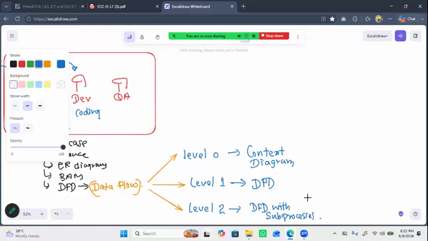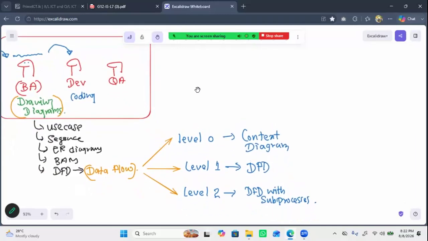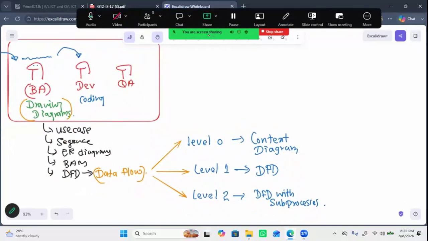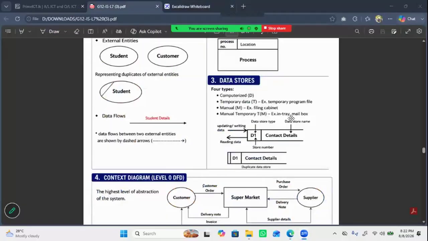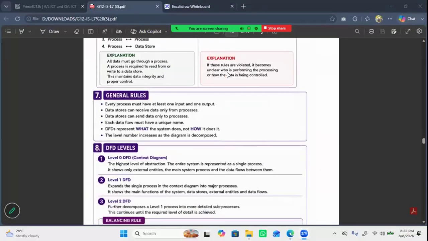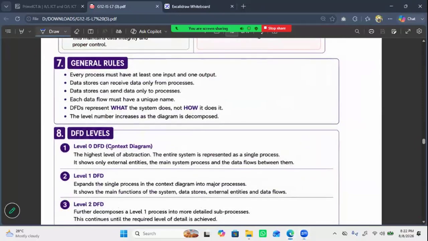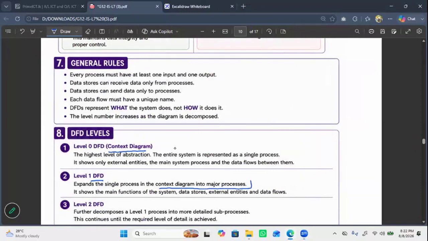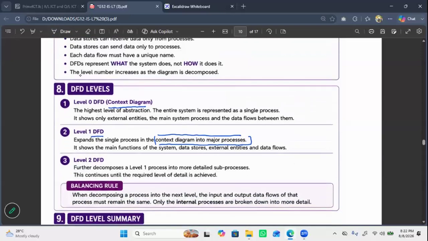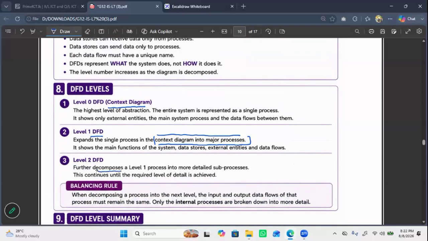So these are the 3 diagram levels. If you want, you can write it down, but no need. You can download the short note on the website or in the chat. This short note has everything. See the levels. It mentions level 0 is the context diagram, high level abstraction. I will teach what this is. Level 1 extracts the single process in the context diagram into major processes. I will explain this. Then level 2 further decomposes level 1.